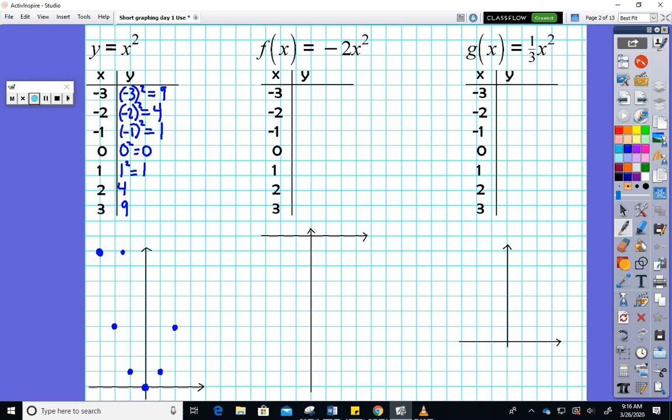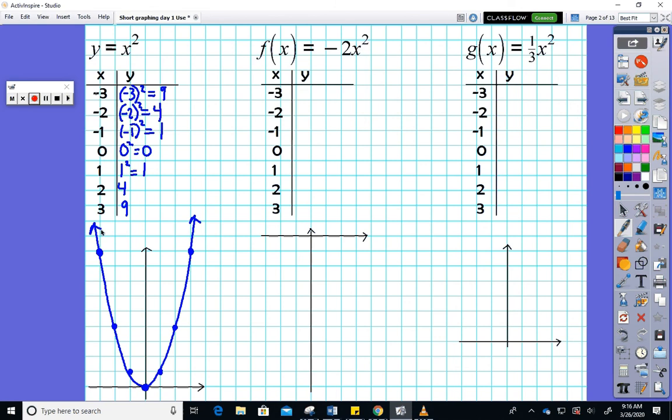There we go. This was a computer glitch, sorry. And positive 3, 9. So that would be right here. So my parabola is supposed to be kind of a U shape. So I'm going to do the best I can to make it a nice U shape.